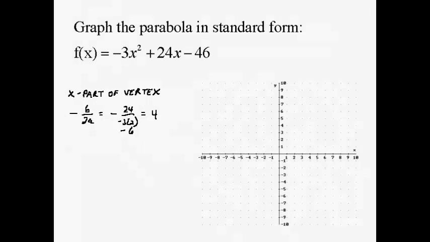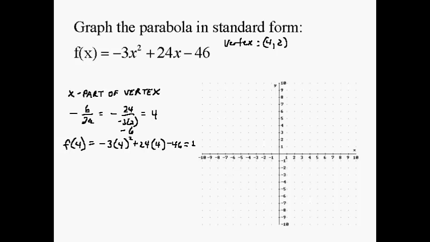And to get the y part of the vertex, we're going to go ahead and plug this 4 that we found for the x part back into the function. So we're going to evaluate this function f of 4. In other words, when x is 4, what do we get for the y value? And we'll put in that and get negative 3 times 4 squared plus 24 times 4 minus 46. And I believe you'll find that that comes out to be the number 2. So we know that the vertex here, and we'll go ahead and write that up top here, is (4, 2). And that is the all-important point in graphing any parabola.